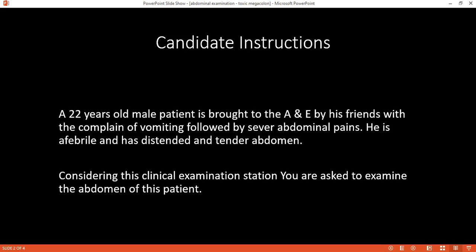And then I'll check for Rovsing's sign and then the obturator sign as well, and then the psoas sign. Also, I will do deep palpation of the organs, the liver, and also of the spleen, and also ballot the kidneys as well. I'll also do the hernia orifices as part of the abdominal examination.